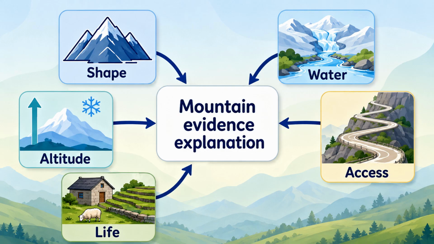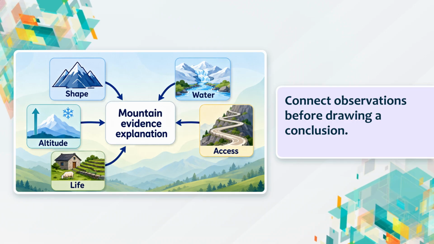A complete explanation moves from observation to connection. Shape identifies the mountain terrain, water clues show river beginnings, altitude and slope explain conditions and access, and settlement or livelihood clues show human adaptation. The final rule is about evidence, not memorizing labels. Connect observations before drawing a conclusion. Several clues make the explanation stronger.